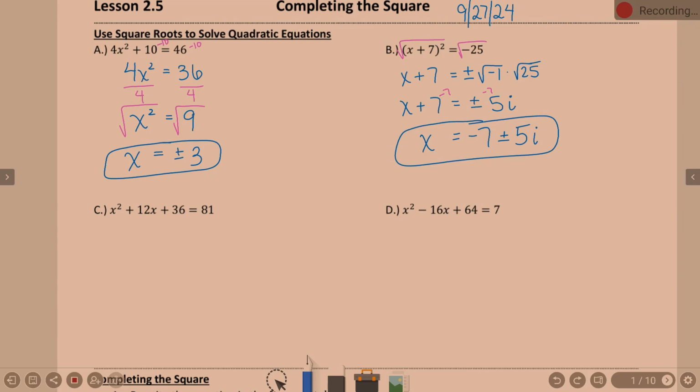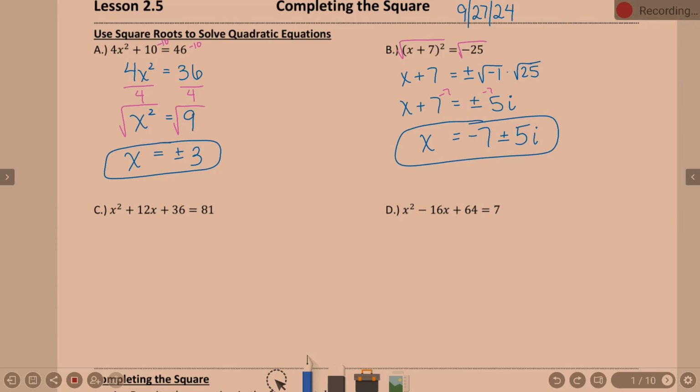Example A, how many answers did we have? 2. Oh yeah, it is 2. And why is it 2? Because there's a positive 3 and a negative 3, yes? Okay. How many answers are on B? 2. So negative 7 doesn't count.